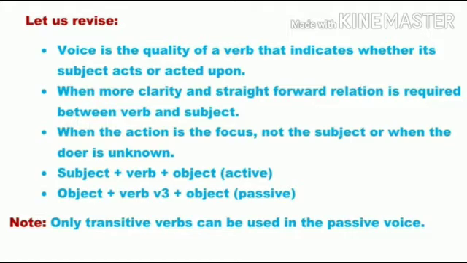When more clarity and straightforward relation is required between the verb and subject, that time we have to use active voice. And when the action is the focus, not the subject, and when the doer is unknown, that time we are going to use the passive voice. And we have learned the structure of active and passive voice. In the active voice, the sentence structure is straightforward: subject, then verb, then object. And the sentence structure of the passive voice is object, then helping verb, then past participle of the main verb, then by, then the subject. This is the basic simple structure we need to follow.